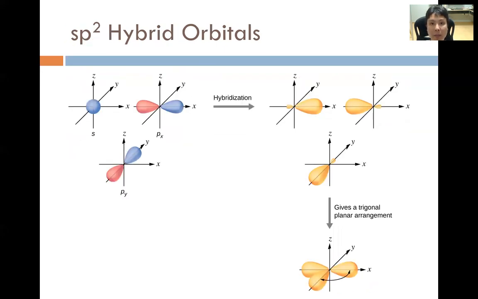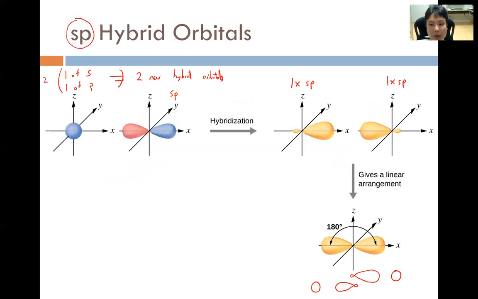The other way we can remold the orbitals is that we take one of the s orbitals and two of the p orbitals, and we remold them. When we remold the orbitals, they always come out to be the same shape. You always have a bigger loop and a smaller loop. The only difference between the sp hybrid orbitals, the sp2 hybrid orbitals, and the sp3 hybrid orbitals is the direction in which the orbitals are pointing.